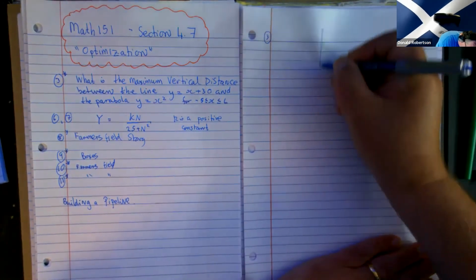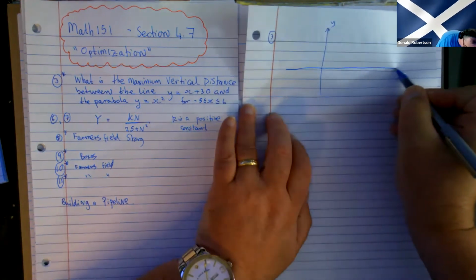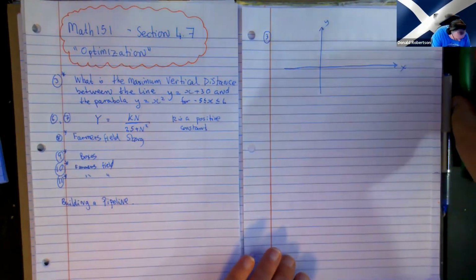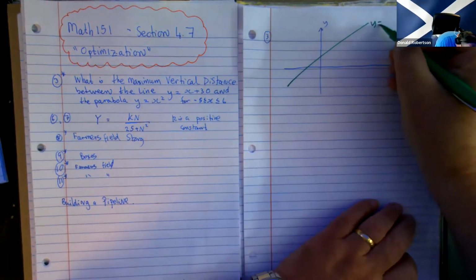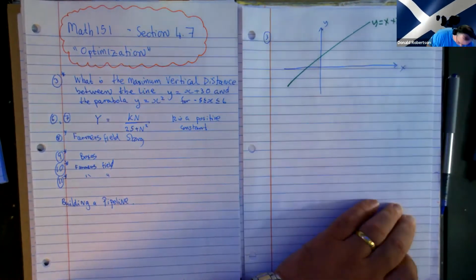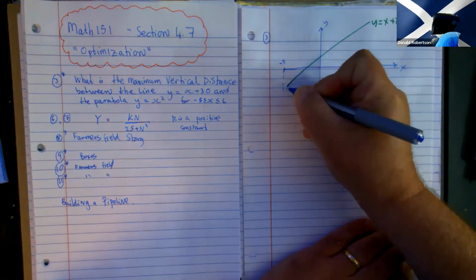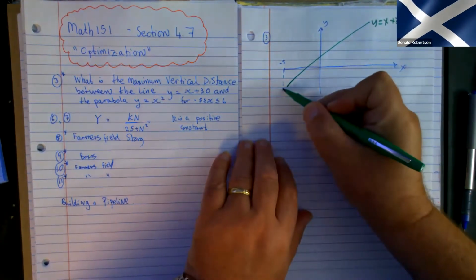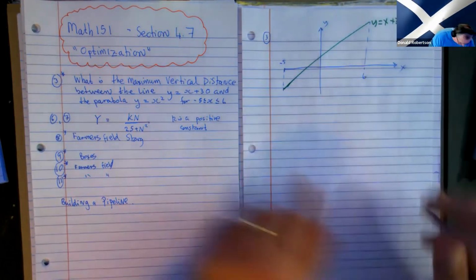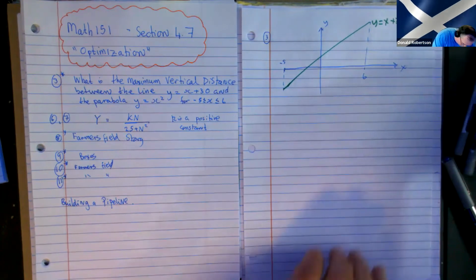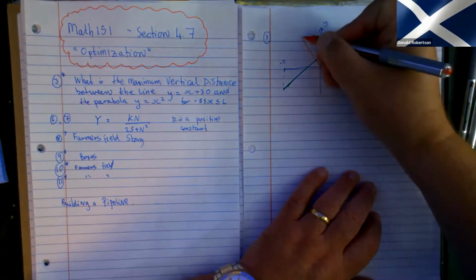Sometimes it's a good idea to draw a little sketch. It doesn't even need to be that accurate. Imagine this being the straight line, y equals x plus 30. I'm only interested in it from x equals -5, so I'm going to pretend that's x equals -5, and it finishes at x equals 6. So that's that bit of it. And you have a quadratic, y equals x squared, looks something like that.